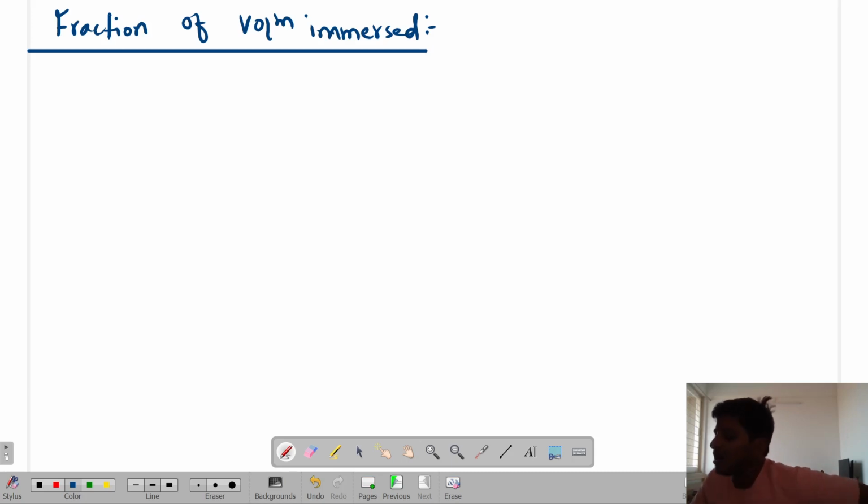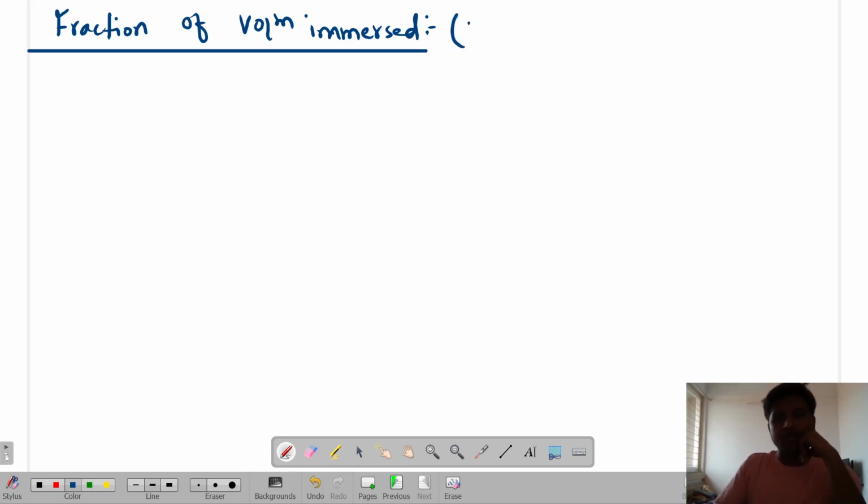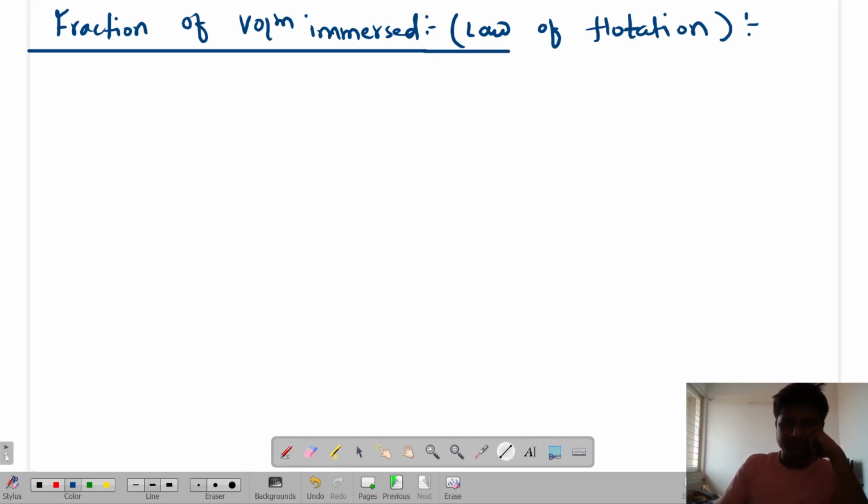Okay, so we are going to discuss how much fraction will be immersed. Let us see that. And this is also called as law of flotation in simple terms. Okay, so let us see how that happens.